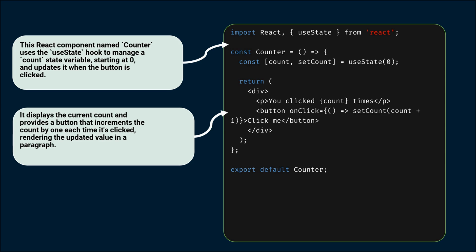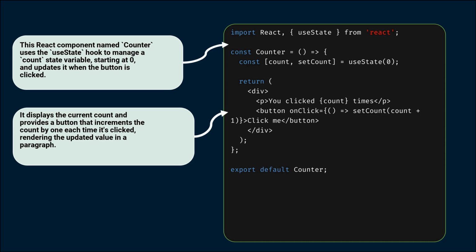The JSX returned by the component displays the current count and includes a button. When this button is clicked, it triggers an event that calls the setCount method with count plus 1, effectively incrementing the count by 1. This showcase demonstrates how user interactions, such as clicking a button, can seamlessly update the component's state. The useState hook is crucial in this example, as it allows us to manage local component state easily without the need for a more complex state management solution.